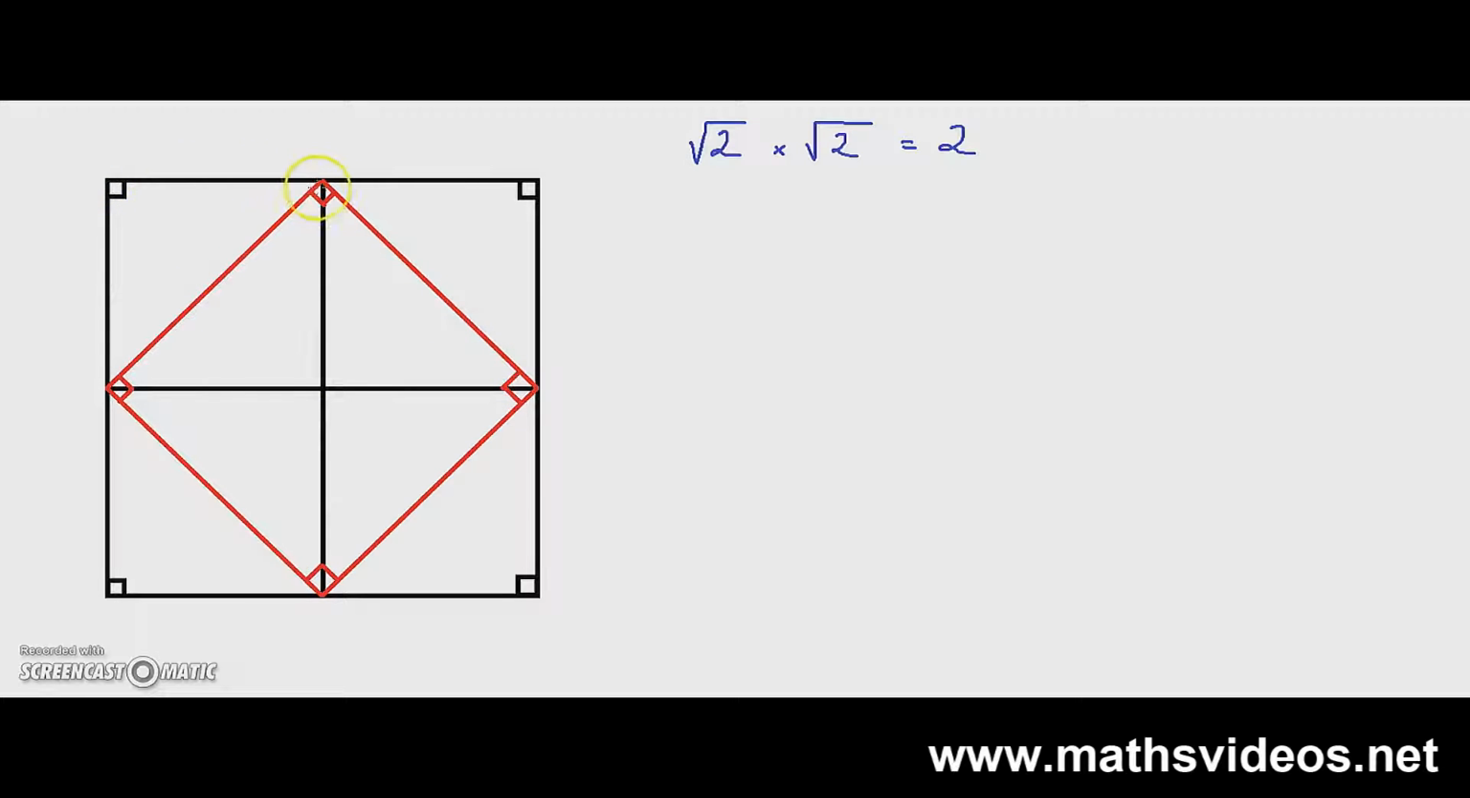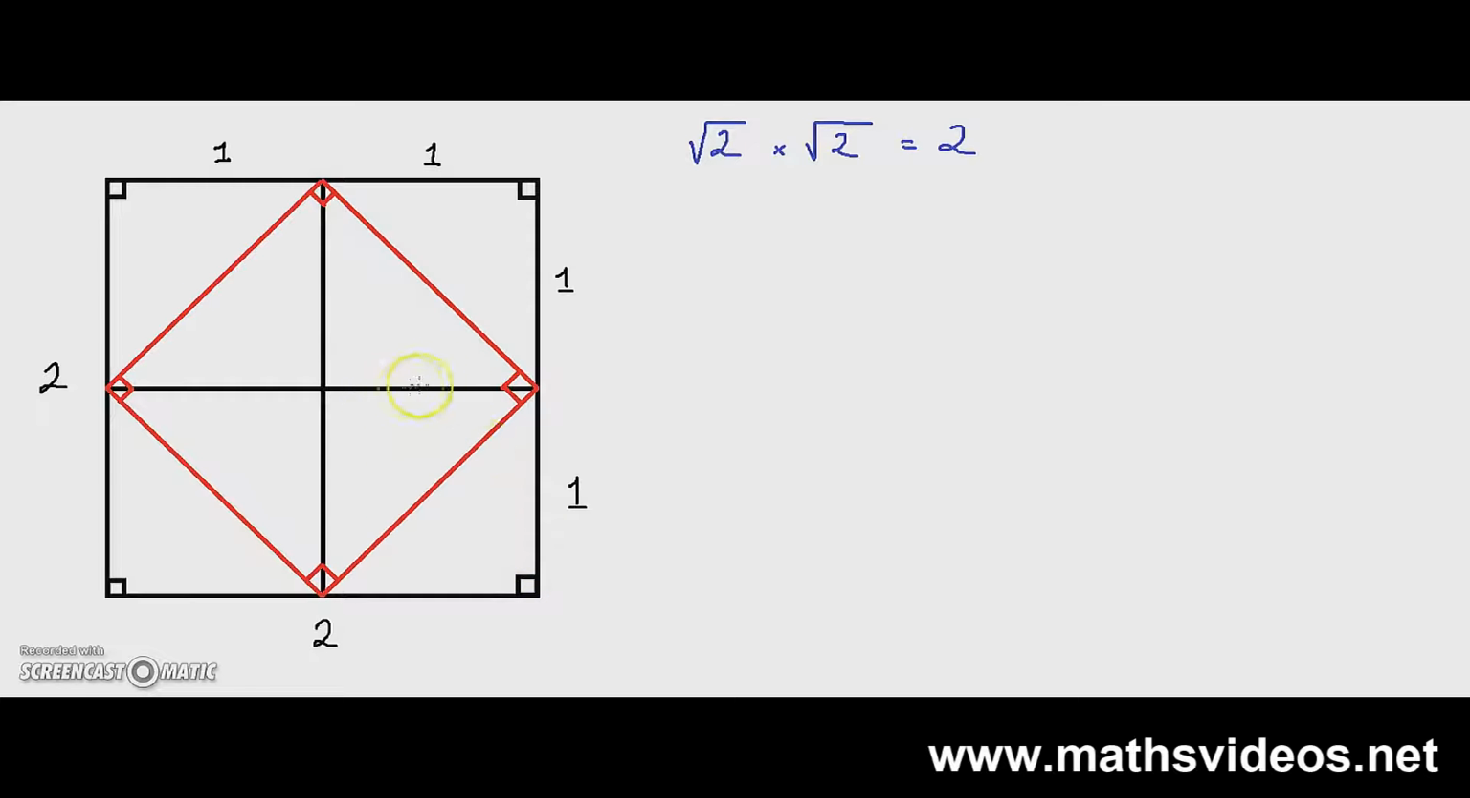Now from this point to this point over here, we have the length 1. From this point to this point over here, we also have the length 1. From this point to this point, we have the length 1. And from this point to this point, we have the length 1. This means that the length from this point to this point down here is actually equal to 2, and that the length from this point to this point over here is actually equal to 2 as well.